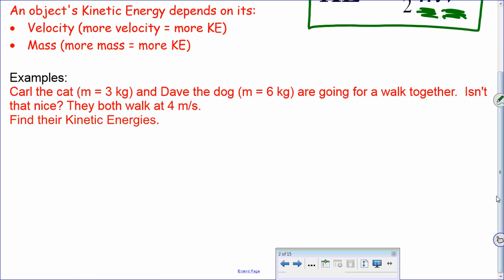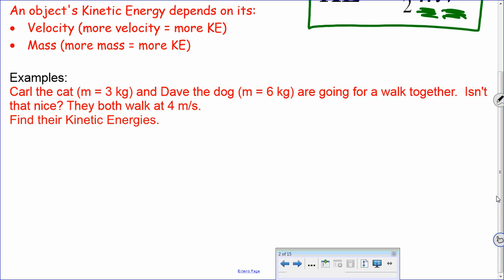Example: Carl the cat, who has a mass of 3 kilograms, and Dave the dog, who has a mass of 6 kilograms, are going for a walk together. Aww, isn't that nice? Oh, it says that. That's funny, I wasn't even thinking about that when I said it. That is so false. They both walk at 4 meters a second.